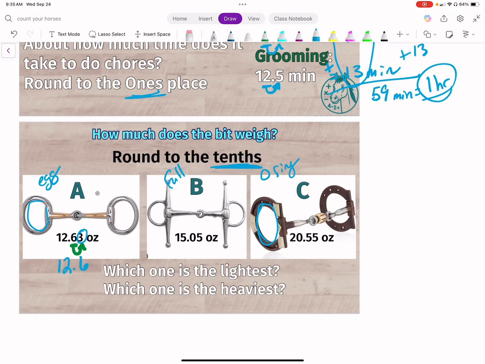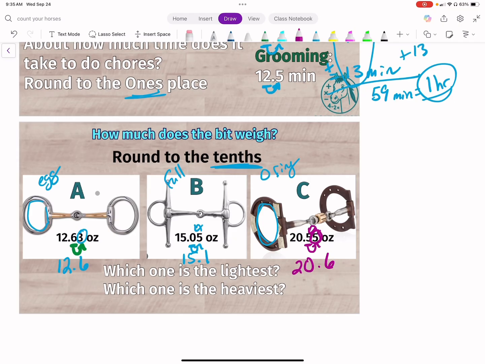Now if we look at B, this full cheek snaffle, so we're gonna underline the 0, look to the right, we have a 5. The 5 is big enough to change that 0, so it's gonna be 15 and 1 tenth. And then now we've got C here at the end. We're gonna look at this first 5, that's the tenths place. We're gonna look to the number on the right, that's the hundredths. This 5, is it big enough to change the first 5? It is. That's going to become 20 and 6 tenths now.